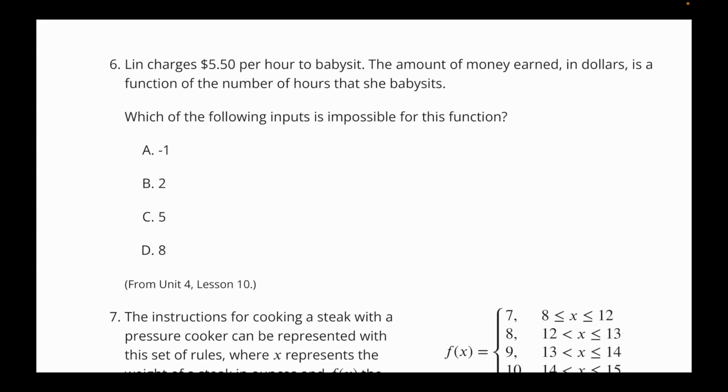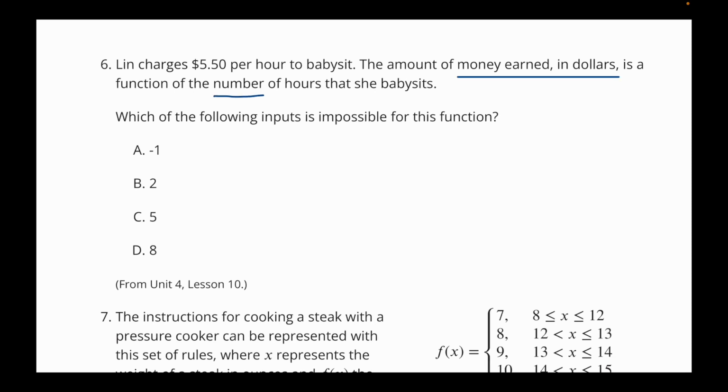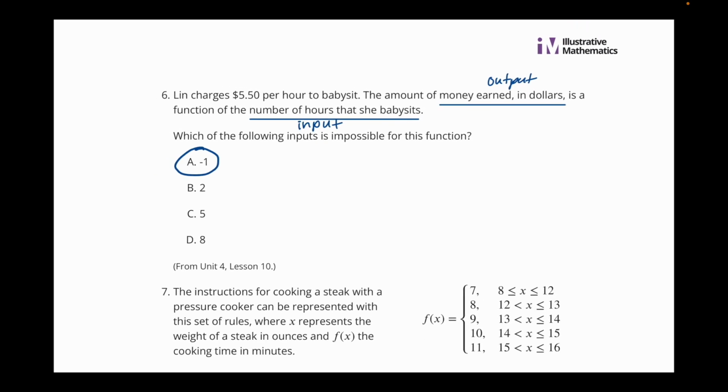So, let's look at what is our input. Money earned in dollars is a function of time, the number of hours she babysits. So output is a function of input. So output is dollars, which means input is hours that she spent babysitting. I would argue that you cannot babysit for negative hours. You can babysit for 2 or 5 or 8, but it is only -1 that's actually impossible.